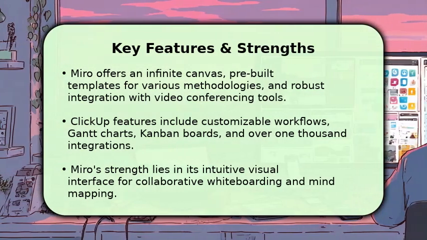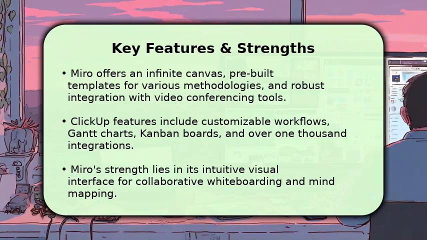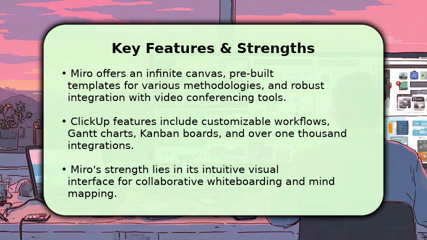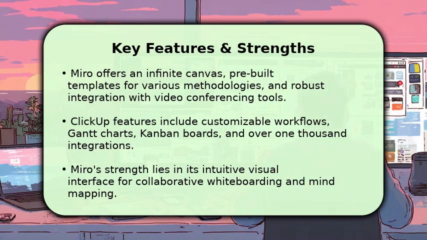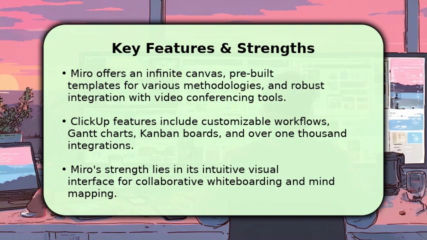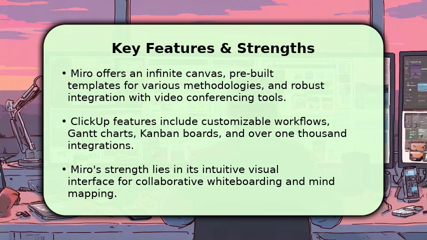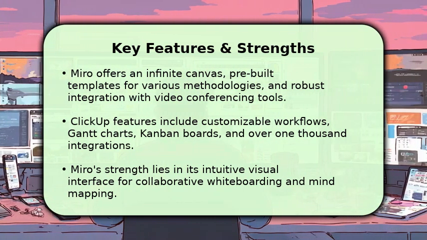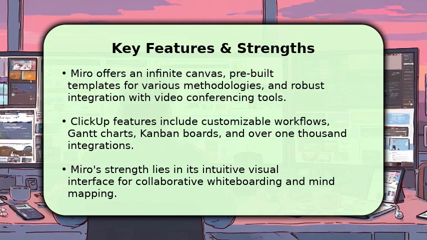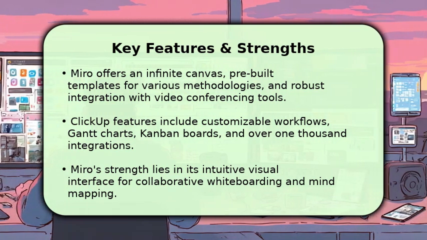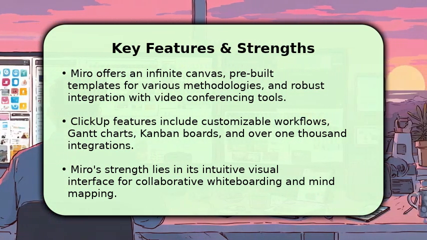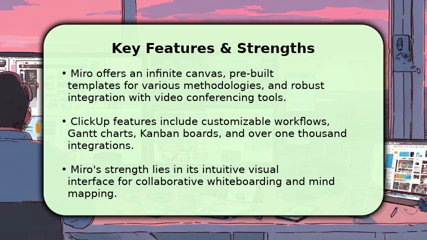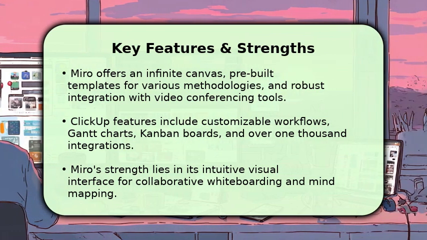Miro boasts an intuitive visual interface, featuring an infinite canvas and hundreds of pre-built templates for diverse methodologies like agile and lean. It integrates seamlessly with popular video conferencing tools, enhancing remote workshops. ClickUp, on the other hand, offers highly customizable workflows, powerful Gantt charts, and versatile Kanban boards, alongside over 1,000 integrations. Miro shines in creative ideation, while ClickUp provides a robust, flexible framework for managing complex projects.